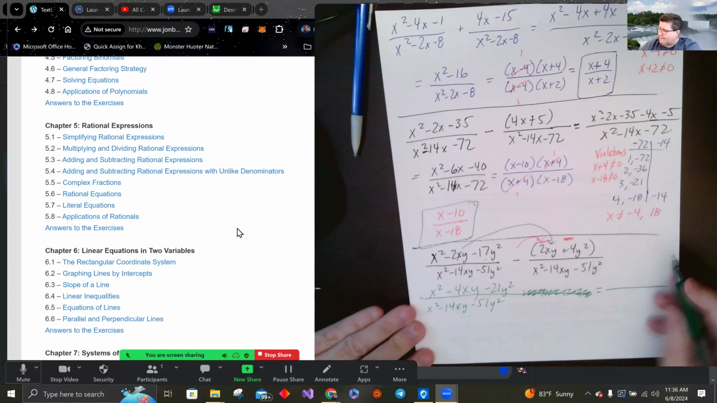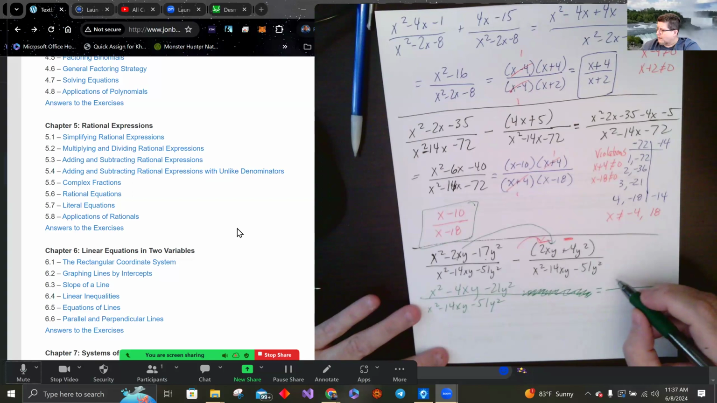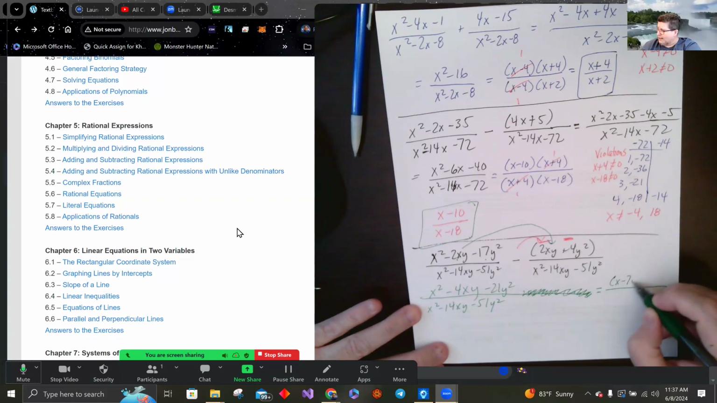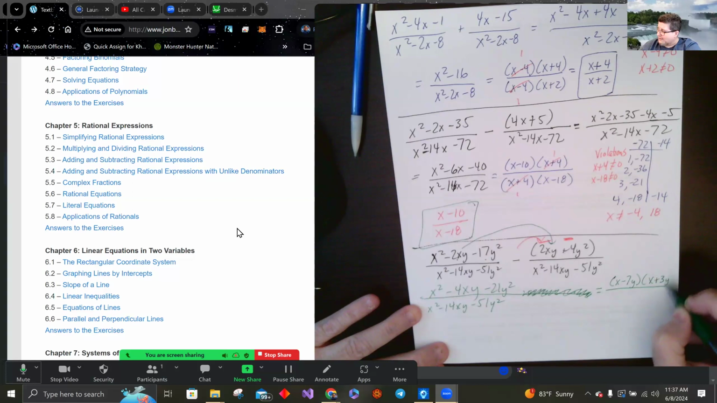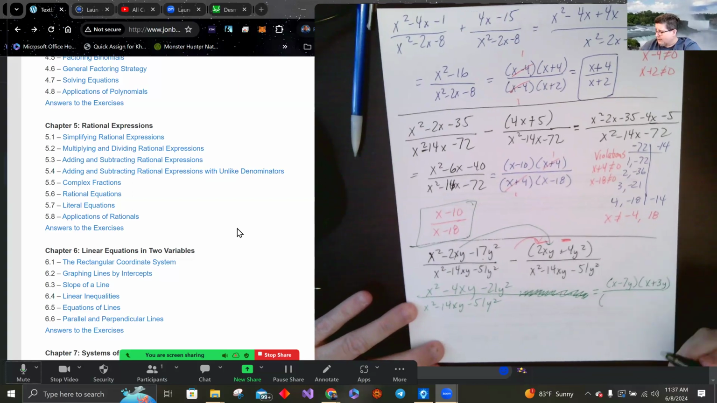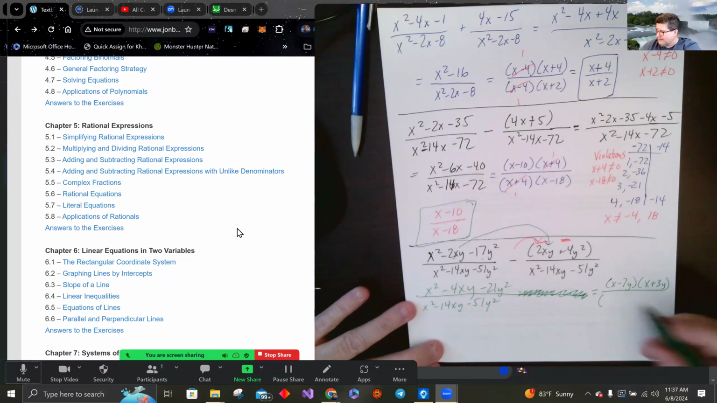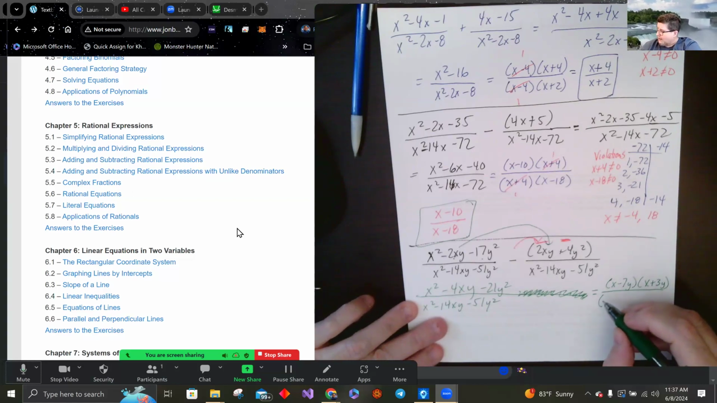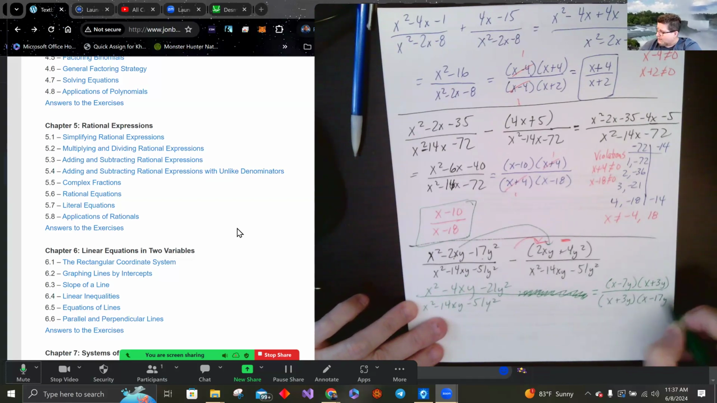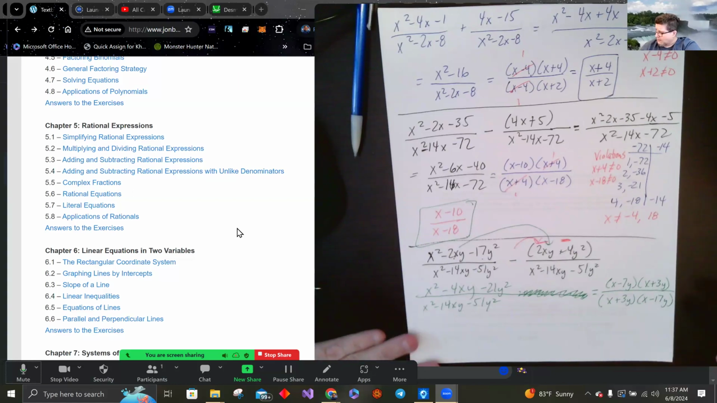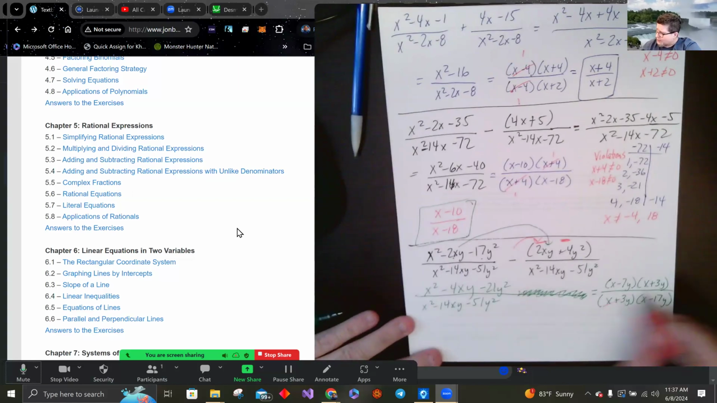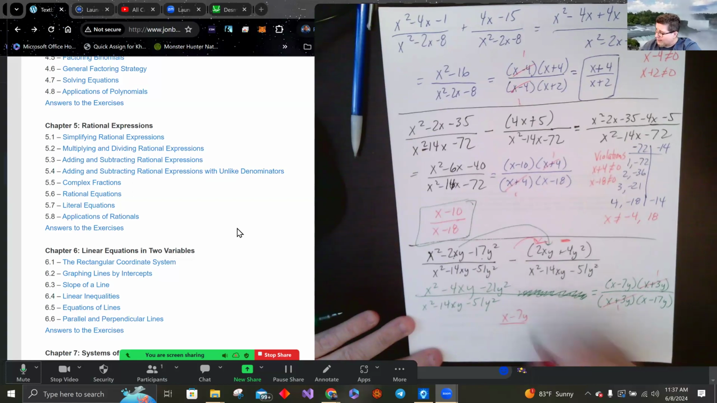If I factor the top, I have x minus 7y and x plus 3y. Here, let's see, 51, 3 and 17. x plus 3y, x minus 17y. So I can cancel out the x plus 3y's. And I'm left with x minus 7y over x minus 17y.